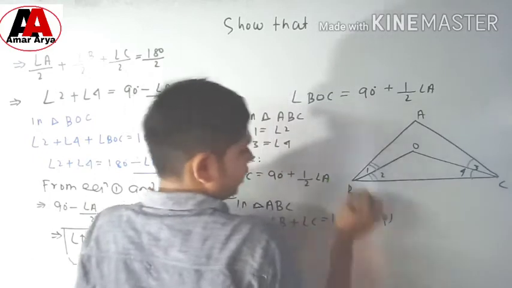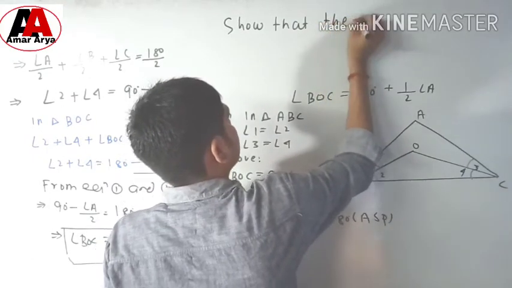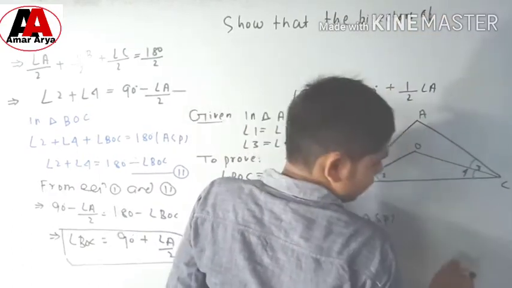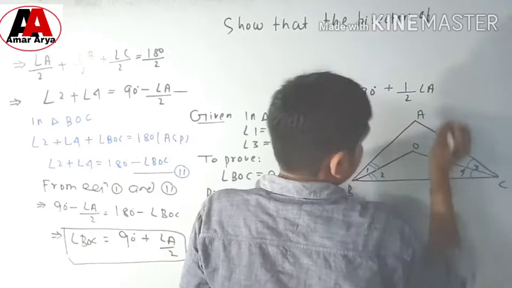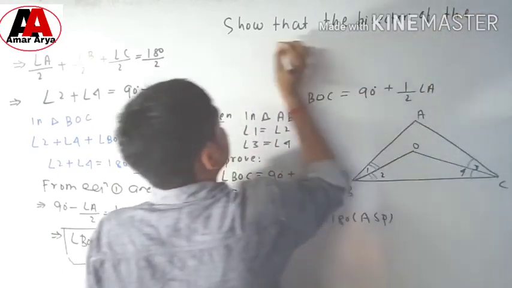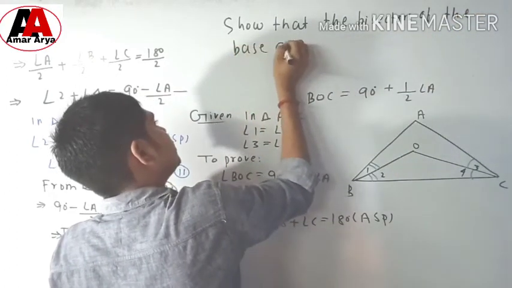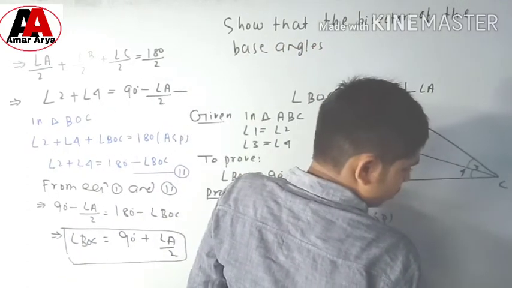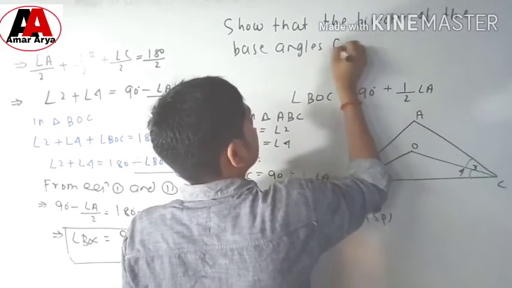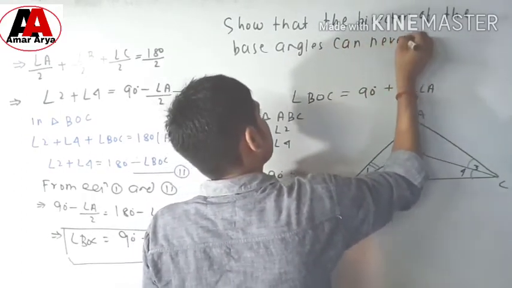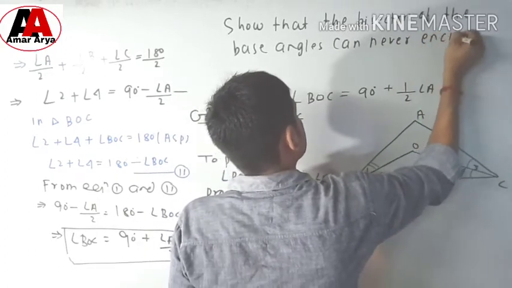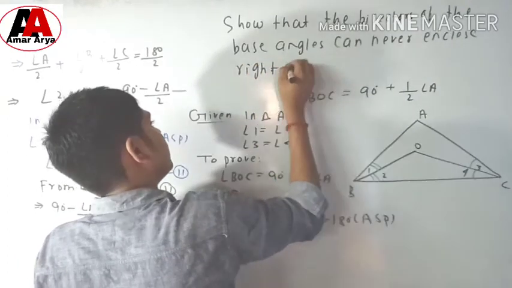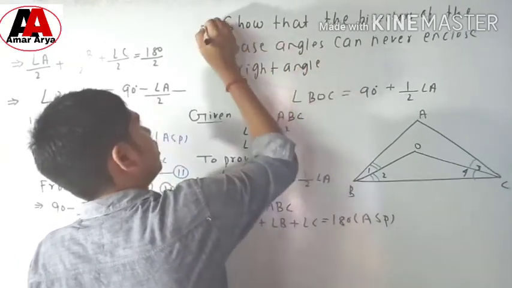Prove that the bisectors of the base angles can never include a right angle. This is question number 2.